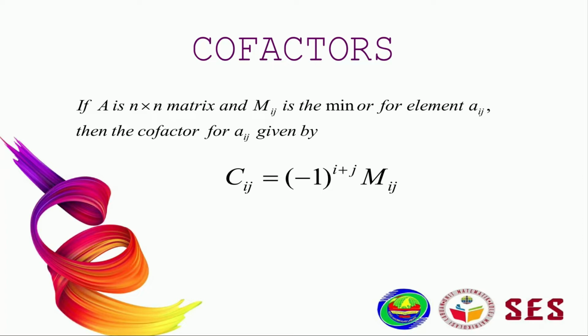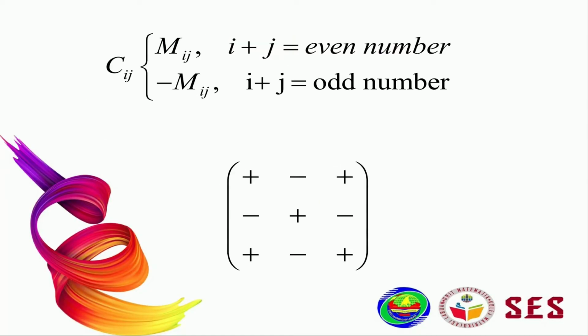So now we go to the cofactors. If A is an n by n matrix and Mij is the minor for element Aij, then the cofactor for Aij is given by -1 to the power of i plus j multiplied with Mij. Or we can simplify it into two cases: if i plus j is even, then our cofactor is positive. If i plus j is an odd number, then our cofactor is negative. We can draw a diamond shape sign matrix.